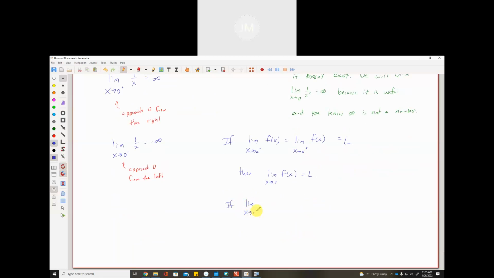So if the limit as x approaches a from the left of f of x is not equal to the limit as x approaches a from the right of f of x, then the limit as x approaches a, without any left or right on it, does not exist.